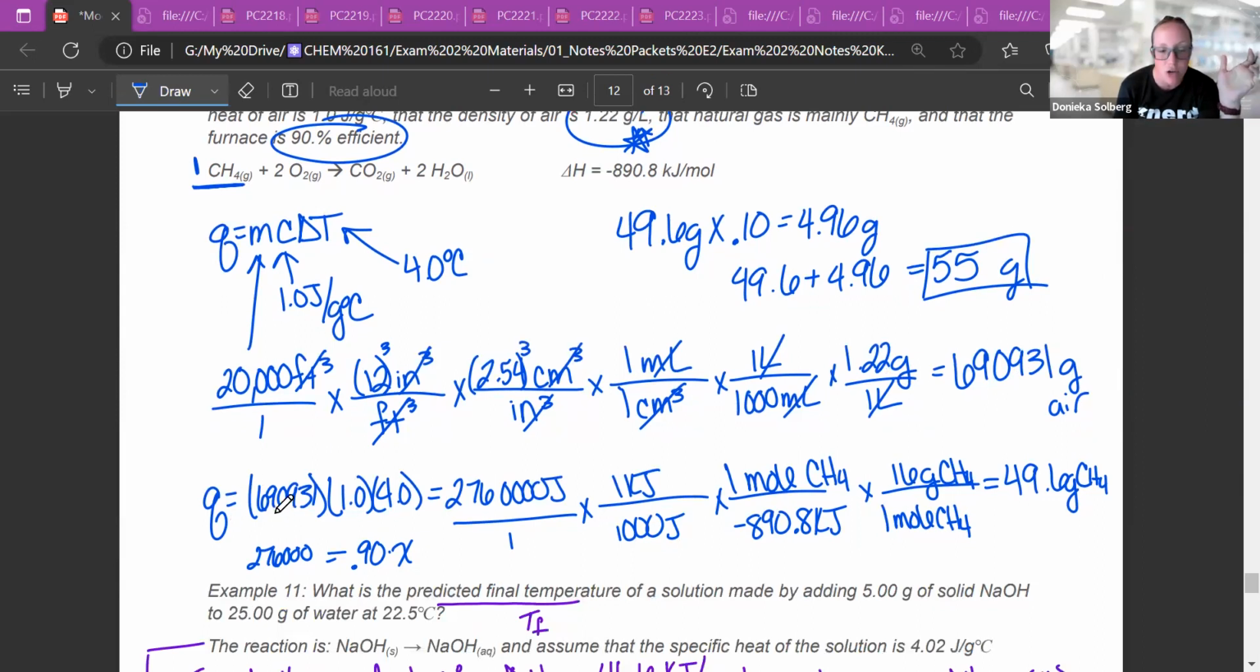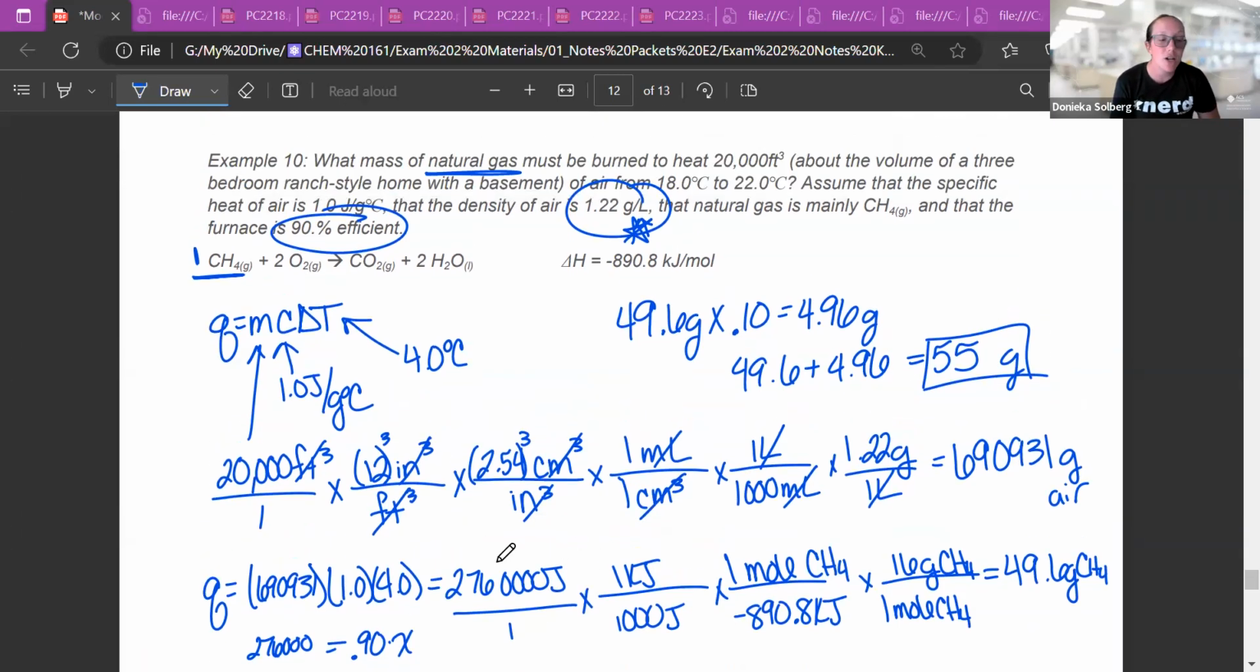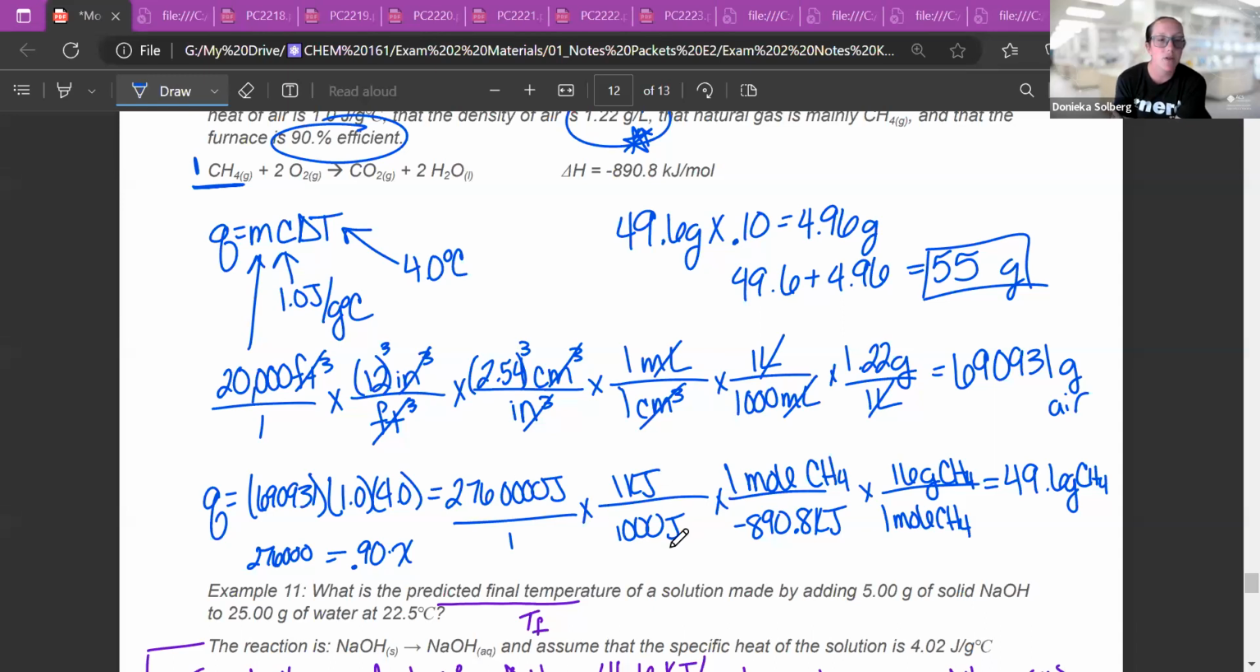So that number goes here. The Q is, after you do all this math, 2,760,000 joules. That's how much energy I need to heat the air. So how much methane do I have to burn? Well, I need this much energy, and I'm going to do a chemical reaction, so I got to do stoichiometry, right? Now, I'm going to put this in kilojoules, so that's what I did first.